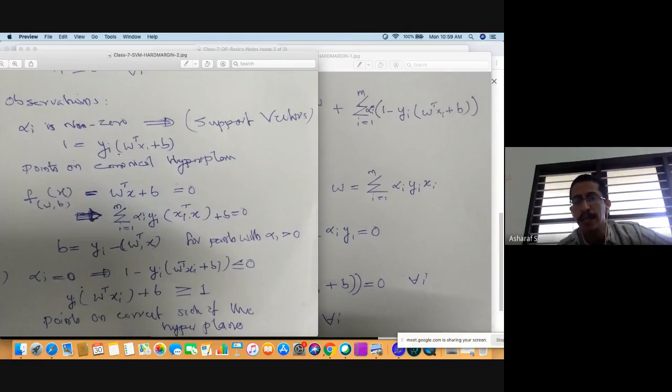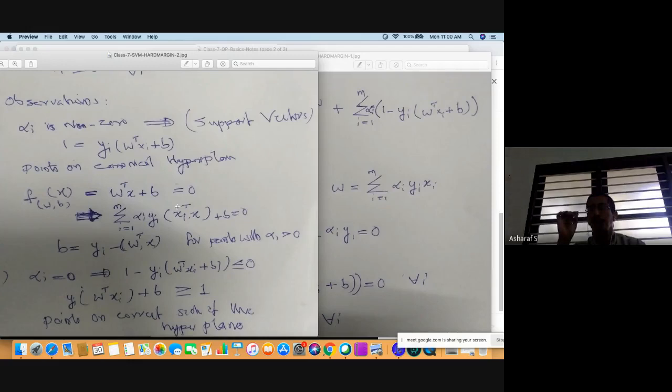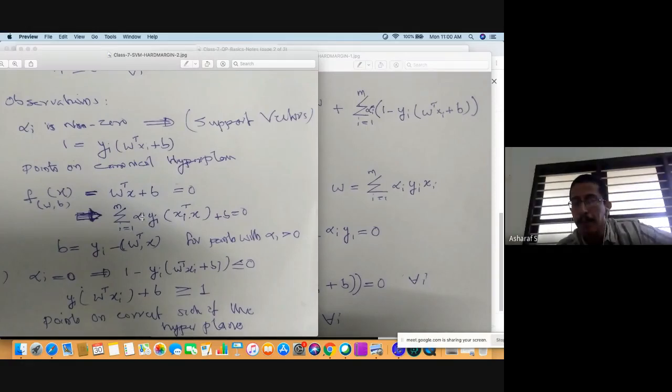So for any point where alpha i is non-zero, yi is equal to W transpose x plus b. So b can be written as yi minus W transpose x for points with alpha i greater than 0. For any point with alpha i non-zero, you can actually compute b by the equation yi minus W transpose x. So you get b over here. This is your hyperplane now. You define the hyperplane, and only those points with alpha i non-zero will participate in this hyperplane.